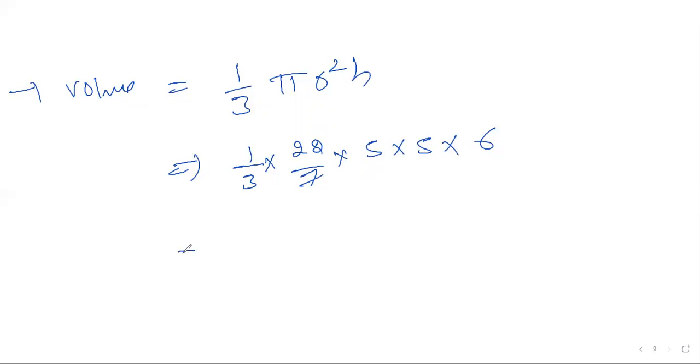So here, is any cancellation possible? It's possible. 3 ones are 3, 3 twos are 6. Now the rest of it is not possible. Okay. Now 5 fives are 25, 25 twos are 50, 50 into 22.